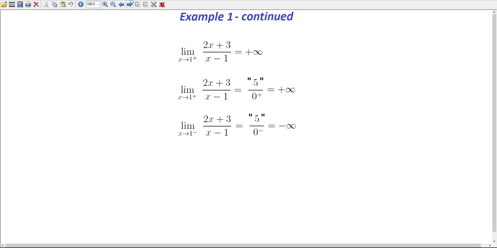Note that because we have to use different symbols when x goes to 1 plus and when x goes to 1 minus, there's no single symbol we can use for x goes to 1, so we write the limit as x goes to 1 of 2x plus 3 over x minus 1 does not exist.